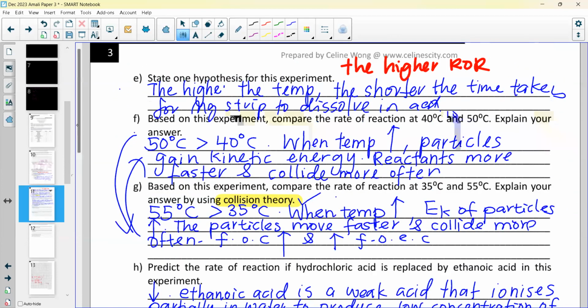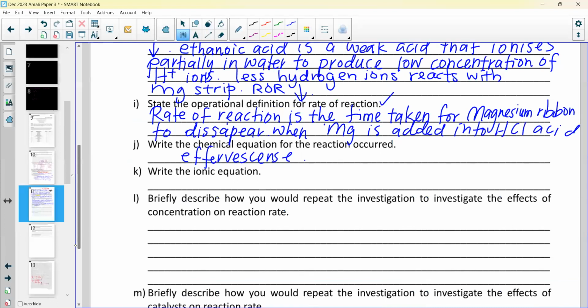Do I have full equations? Give me the full equations first. If the complete equations is what? Come on. It's effervescent. Write the chemical equations. Come on, I'm waiting for this. What is the chemical equation?